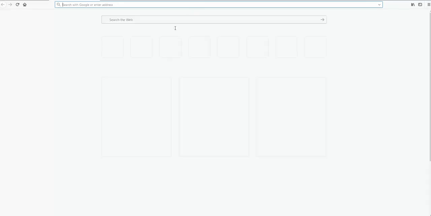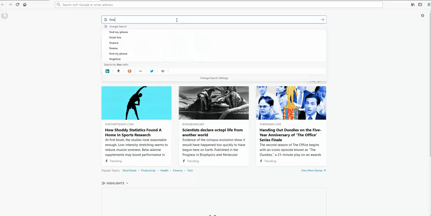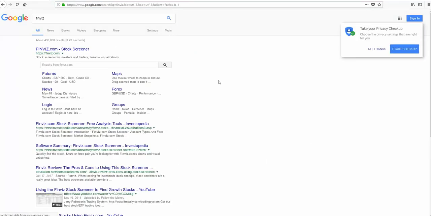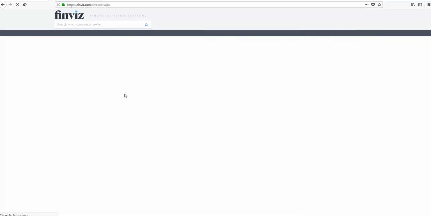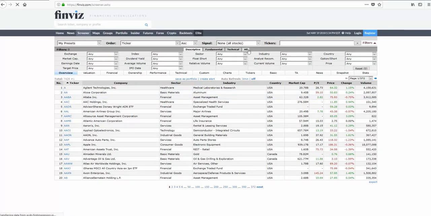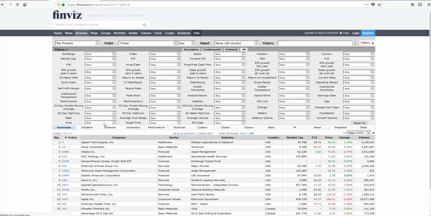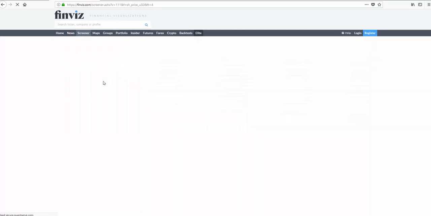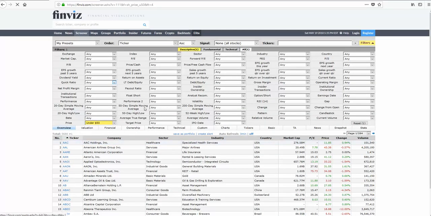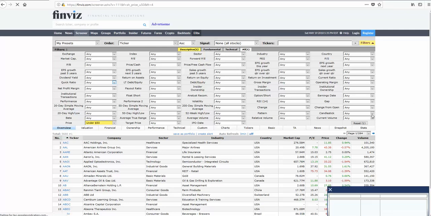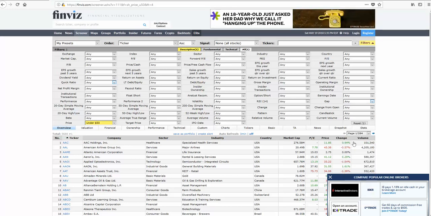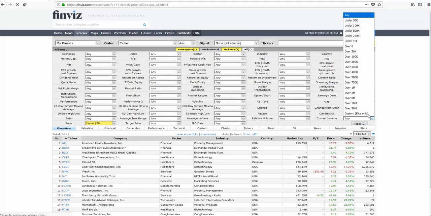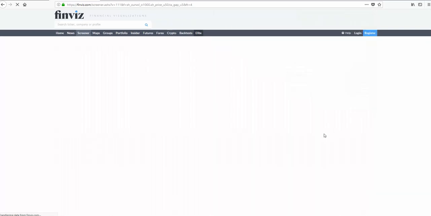I go to finviz.com, and when I go to finviz, I go to screener, I go to all, I set my price. A lot of times I'll look for stocks under $50, then stocks over 50, over 100. It really depends on what's moving, what's not moving. And then I'll look for stocks that are either down or up 5%, and then the volume over 1 million shares traded, because you want stuff that's somewhat liquid.